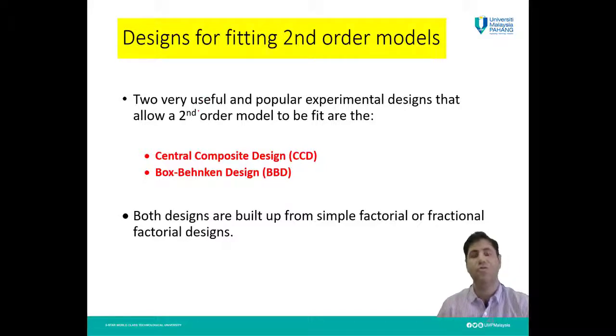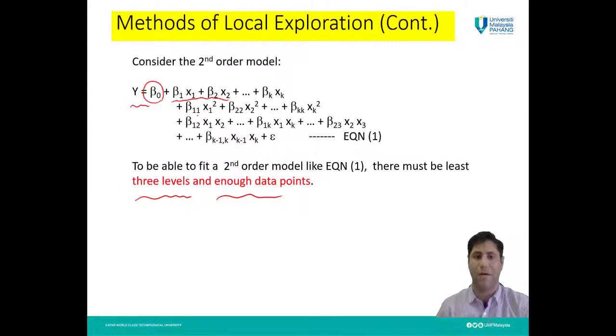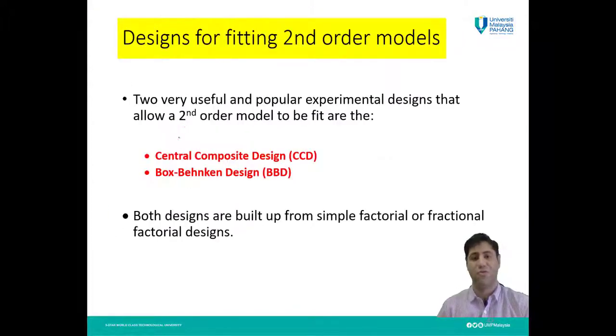We can use two different designs to get that second order model, this model which we have here to find the optimum point in the process. So these two designs are the central composite design and the Box-Behnken design, or CCD and BBD.